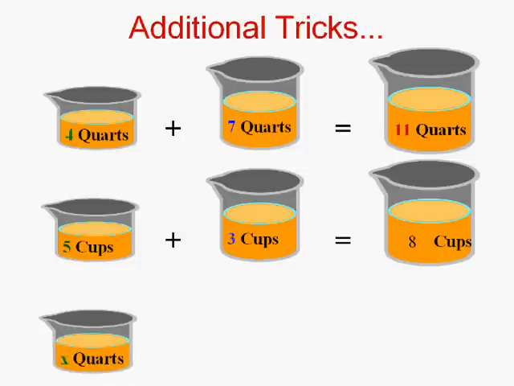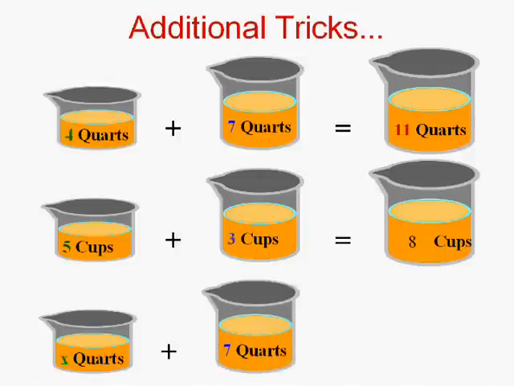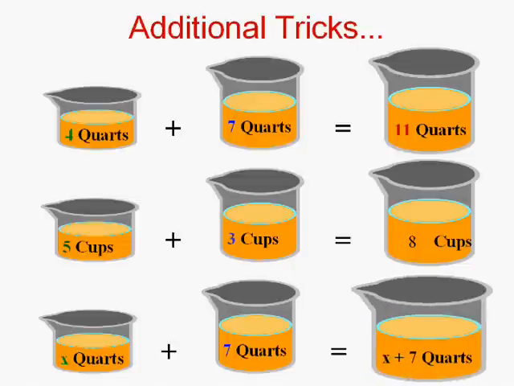Nothing new here. But if we take X quarts of something and add it to 7 quarts, what do we have? Hopefully this is obvious to you. We have X plus 7 quarts. And we're going to be using that idea throughout all of these problems. Okay?